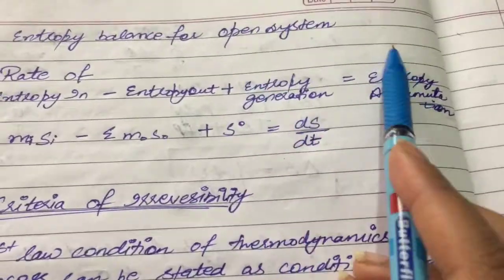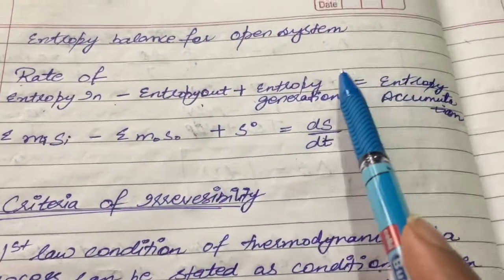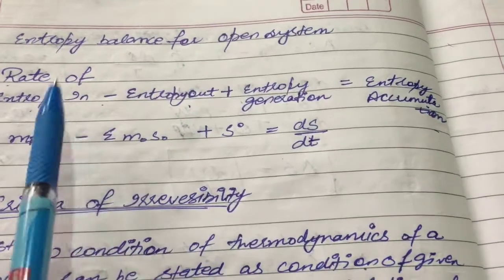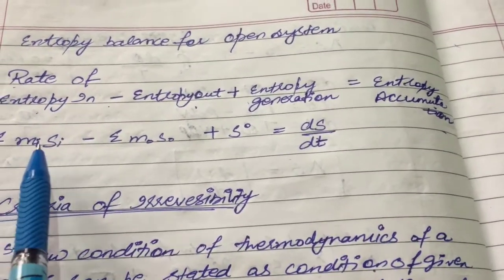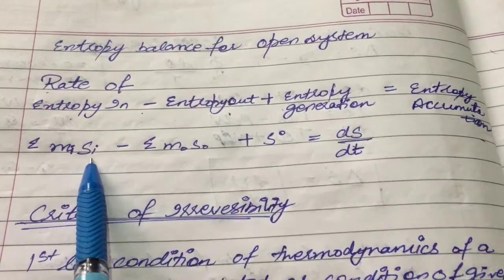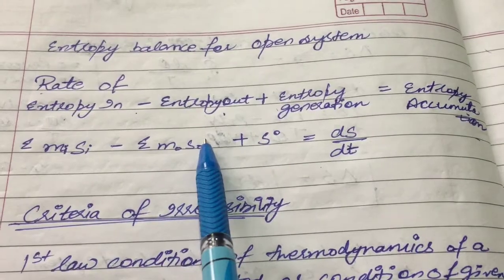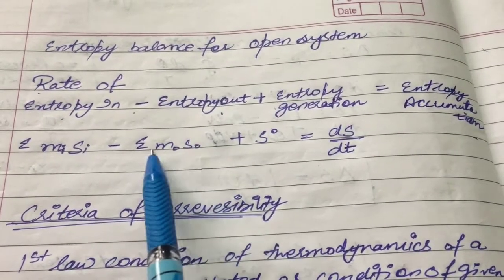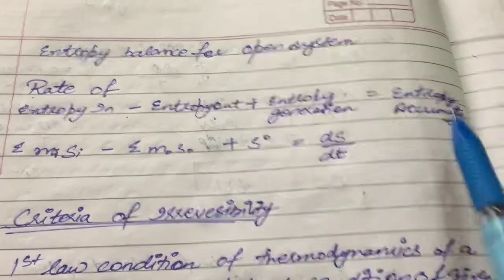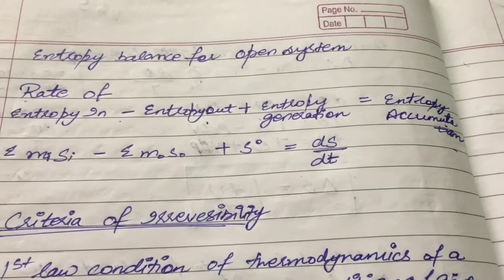The entropy balance for an open system is given as rate of entropy in minus entropy out plus entropy generation is equal to entropy accumulation. So entropy in would be the summation of m in into S in, minus the summation of m out into S out, plus S naught, being entropy generation, is equal to dS by dt, the entropy accumulation.